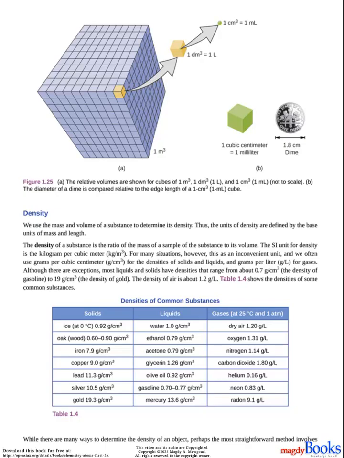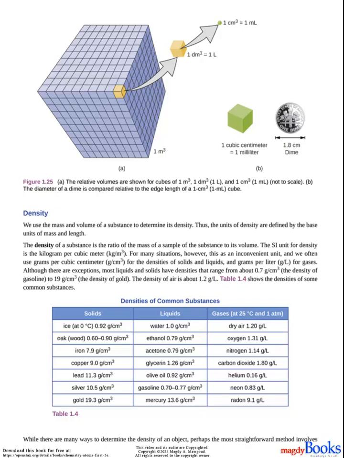Thus, the units of density are defined by the base units of mass and length. The density of a substance is the ratio of the mass of a sample of the substance to its volume. The SI unit for density is the kilogram per cubic meter, kilogram per meter cubed. For many situations, however, this is an inconvenient unit, and we often use grams per cc, gram per centimeter cubed, for the densities of solids and liquids, and grams per liter, gram per liter, for gases.